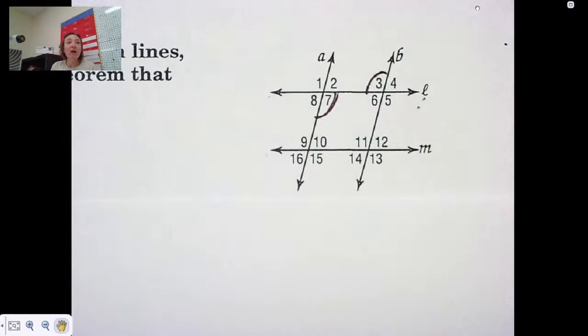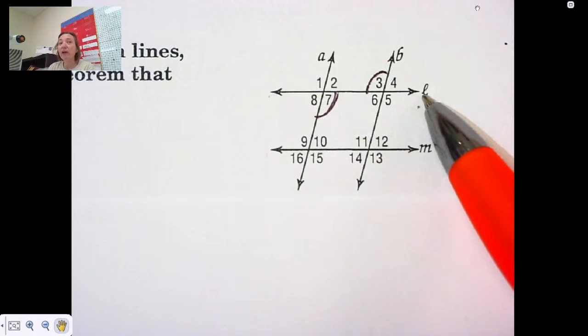Now, what are the other 2 lines that make them? A and B. So then we're going to say, okay, are they on the same side of L or alternate sides? Alternate. Are they inside A and B or outside?